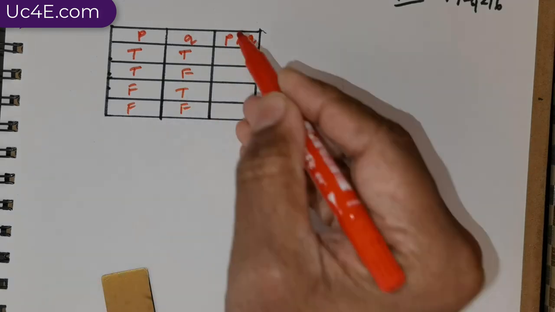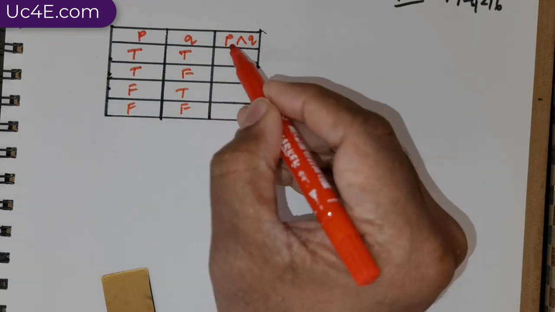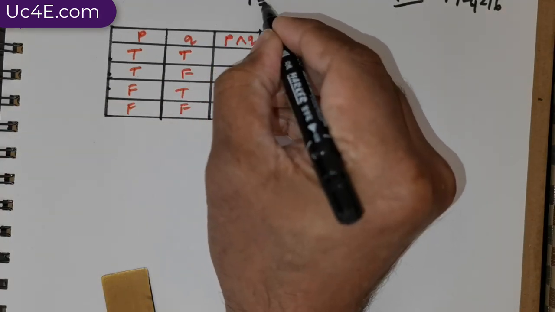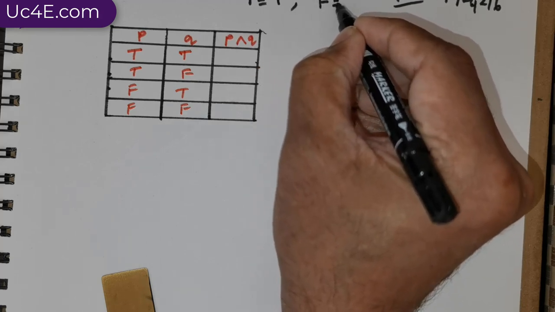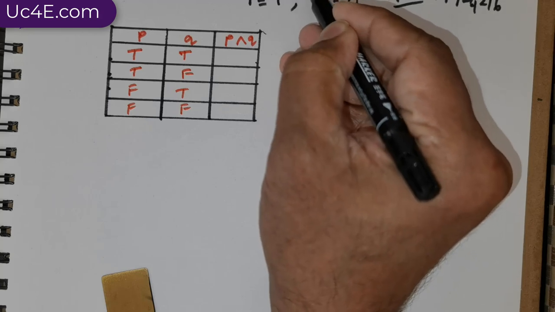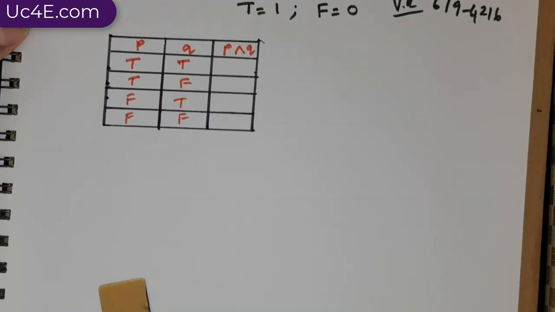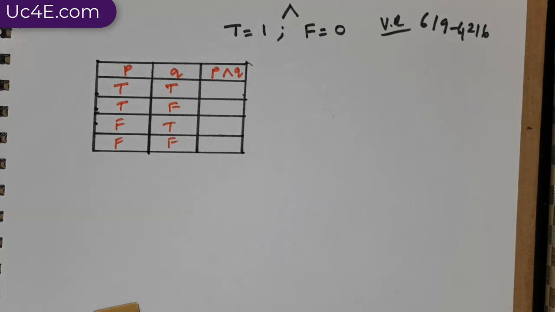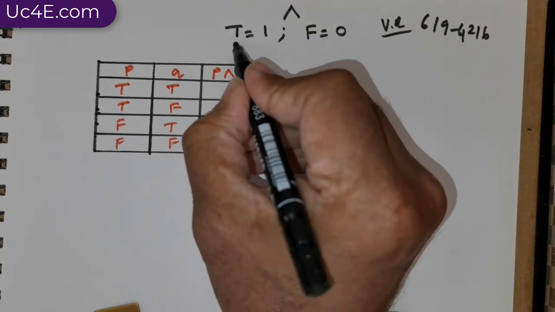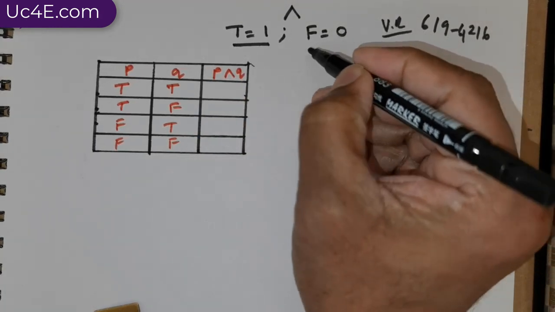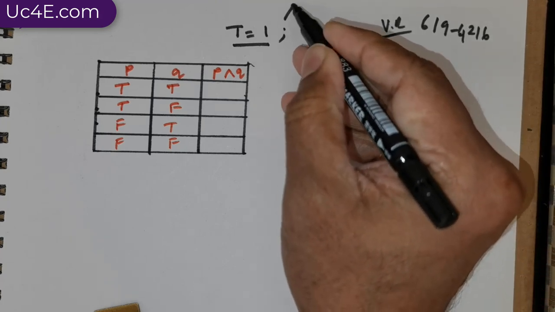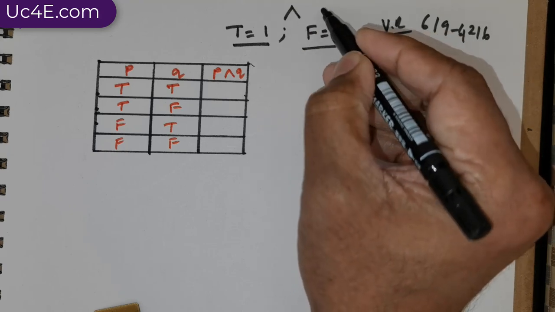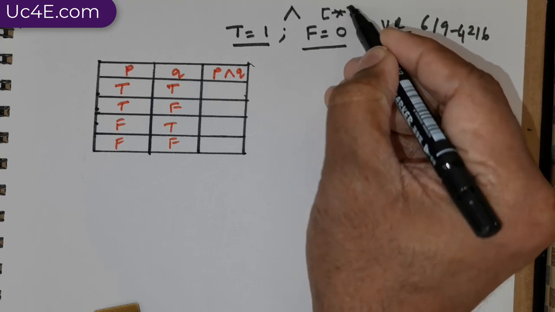Now, whenever you're asked to perform P and Q, take the value of T to be 1 and the value of F to be 0, and take the conjunction, the AND operator. So let me reiterate: take the value of T to be 1, take the value of F to be 0, and the conjunction operator which you see here, a wedge, take this as the product.